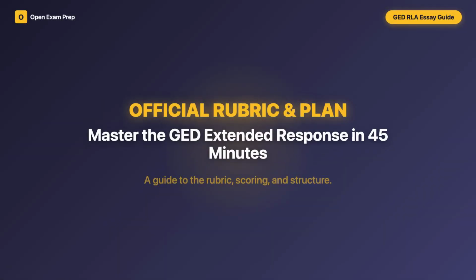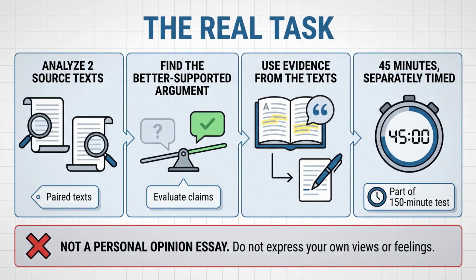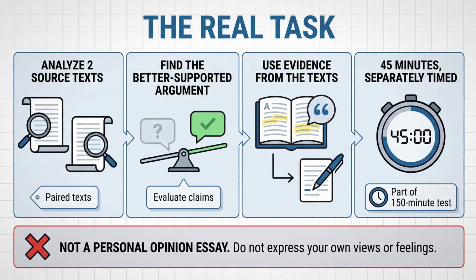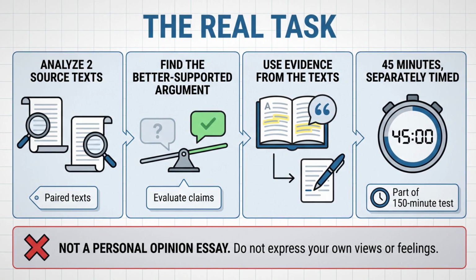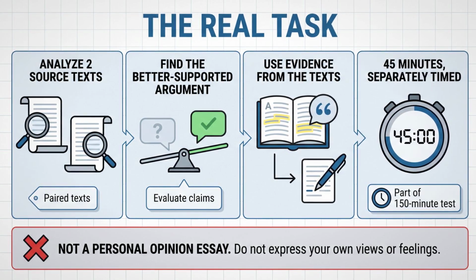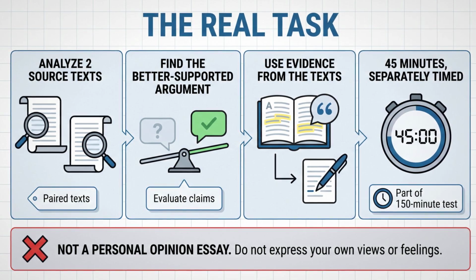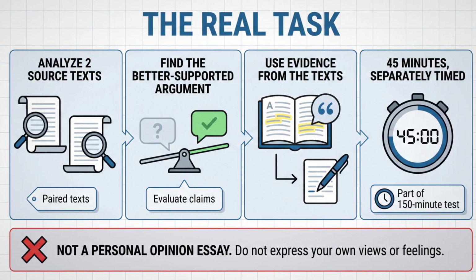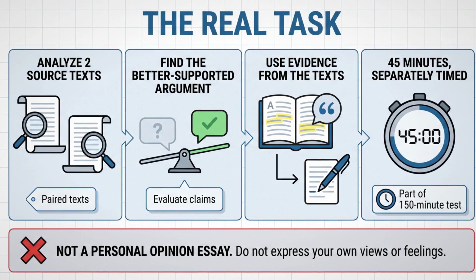The GED RLA extended response seems tough, but it's a skill you can build. Let's break it down. The GED RLA extended response is a source-based analysis task. You will read two short texts and decide which author presents the better supported argument. Your job is to explain that judgment using specific evidence from the passages.